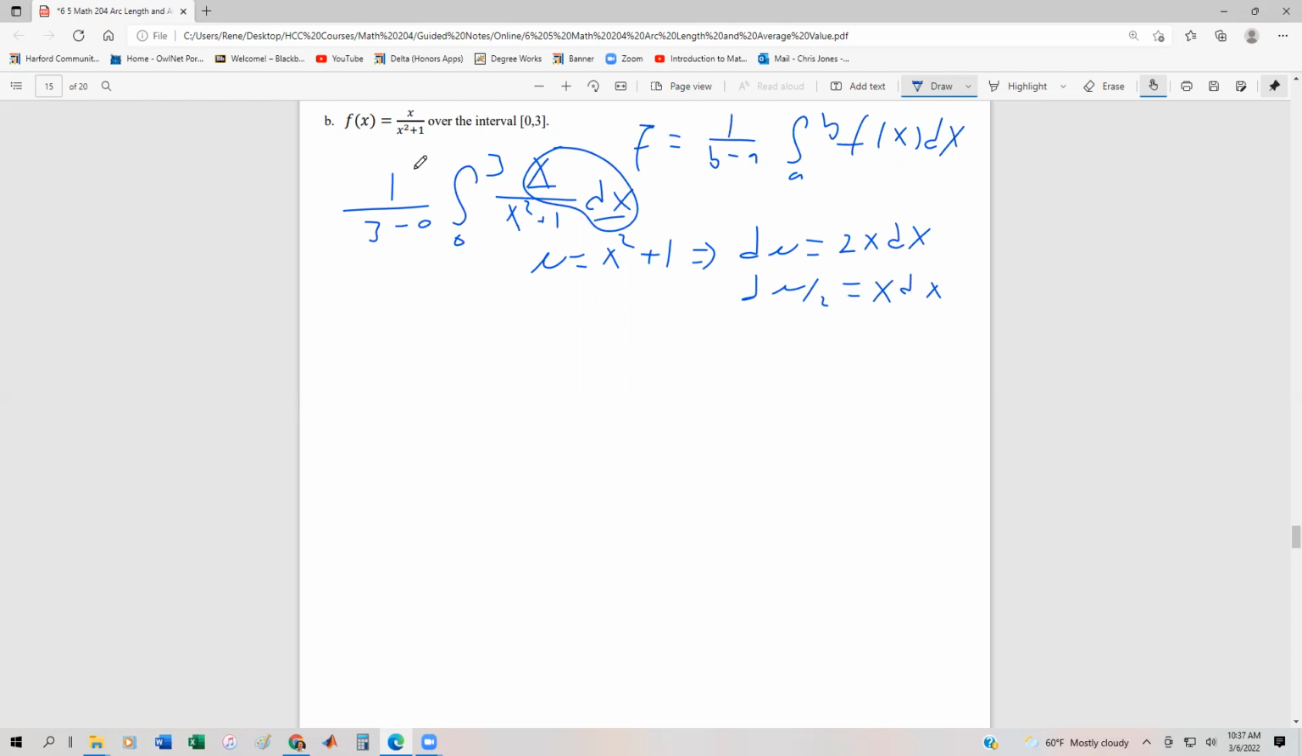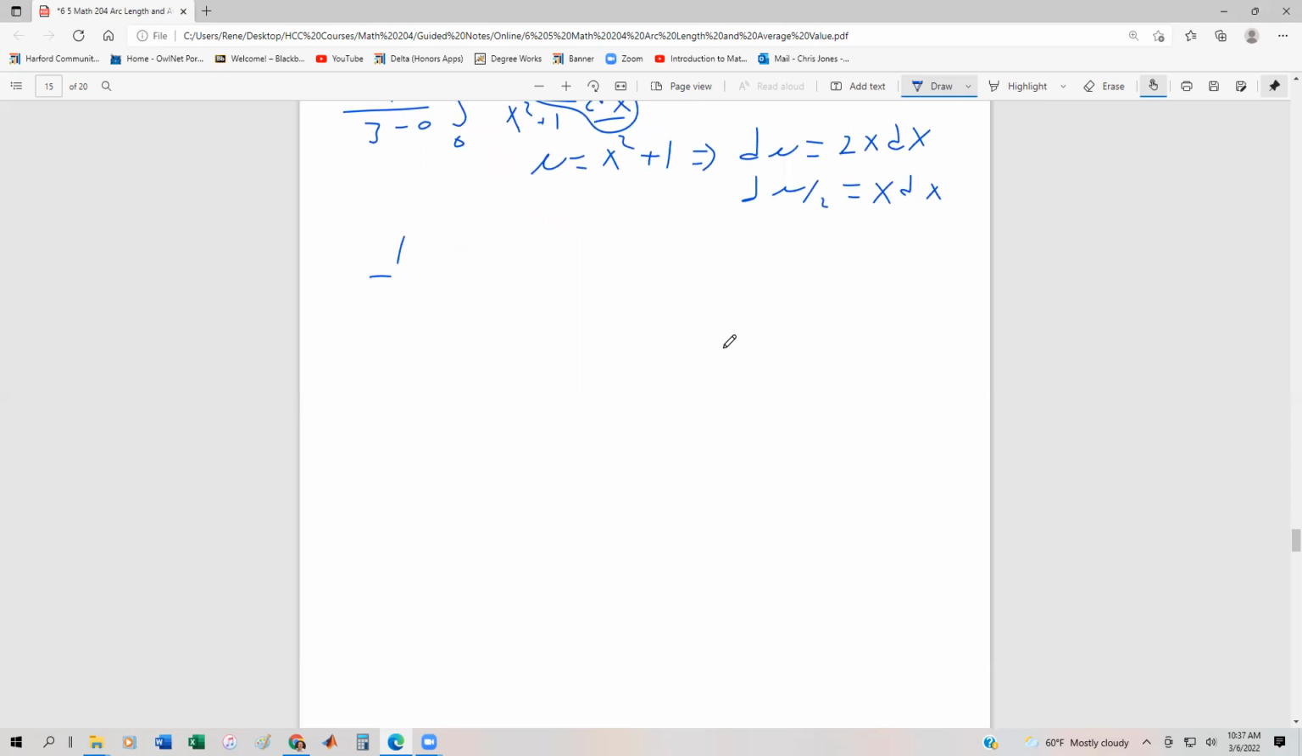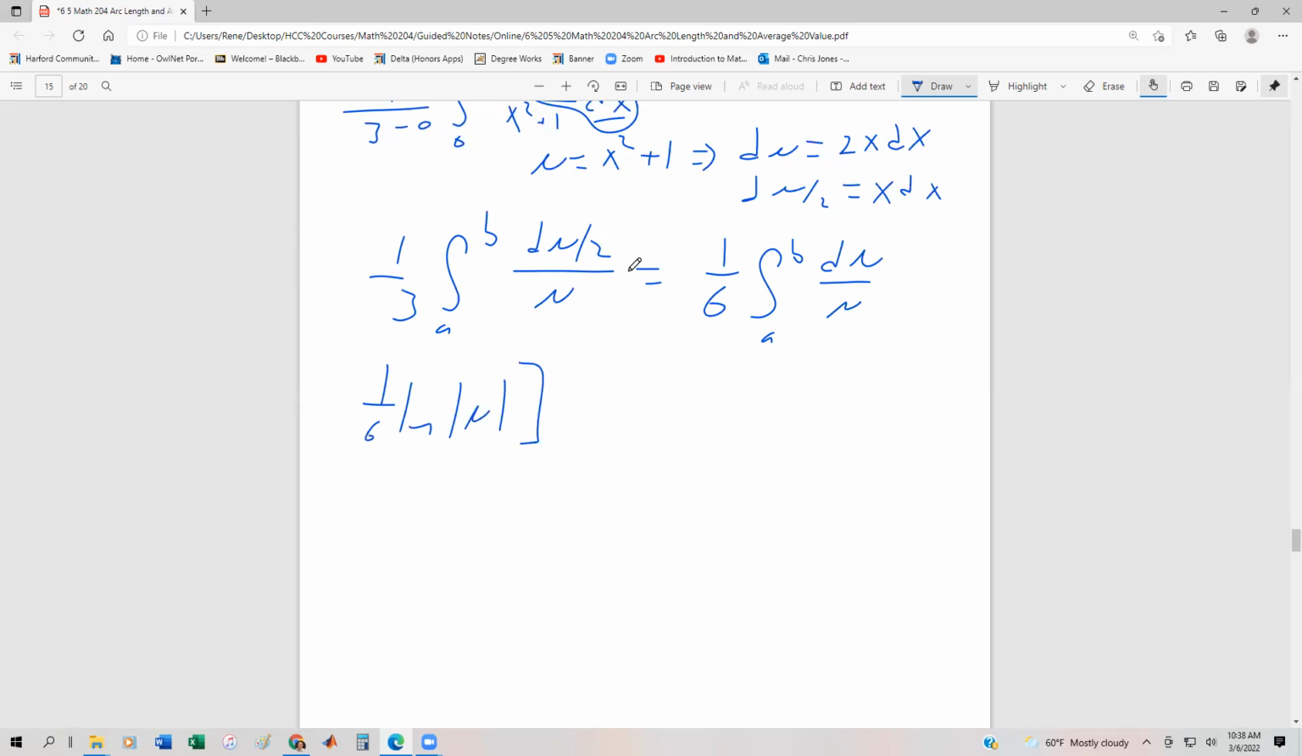x squared plus 1 is going to be u, and we still have the 1/3 out front. So this is going to be 1/3 integral from a to b of du over 2 over u. Now, we could just factor out a 1/2 and write this as 1/6 integral from a to b of du over u, or 1/6 natural log absolute value of u from a to b. And then remember, u was x squared plus 1, and a and b were 0 and 3. So ln of x squared plus 1 from 0 to 3.